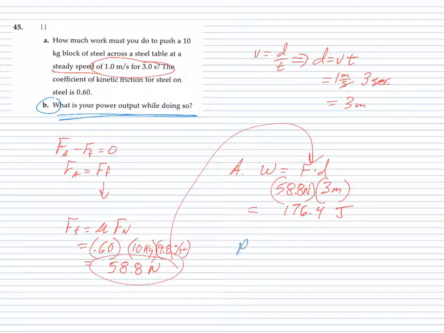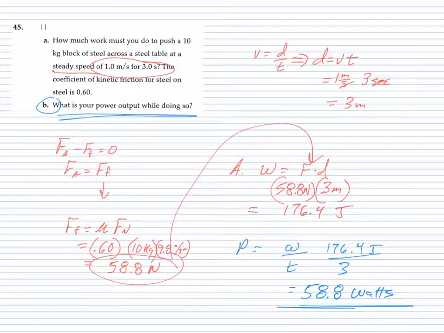So power equals work divided by time. We just did work of 176.4 joules, and my time was 3 seconds. That number's already in my calculator, divided by 3. And I get kind of like that number we just did before, right? 58.8 watts.